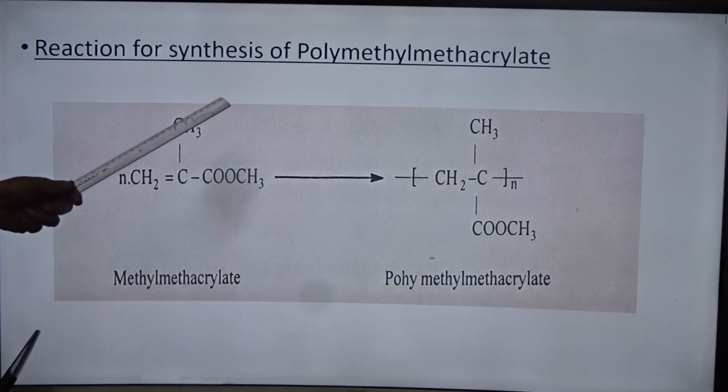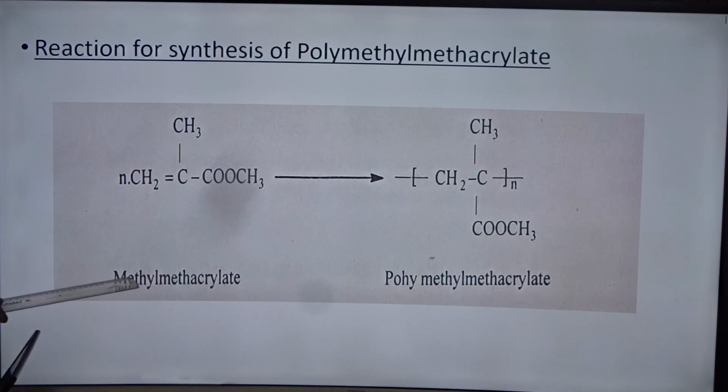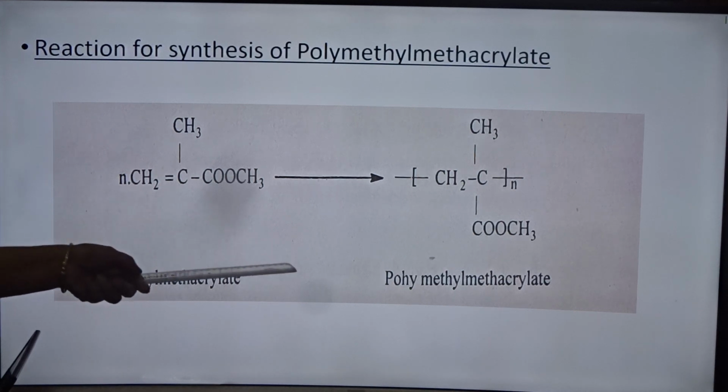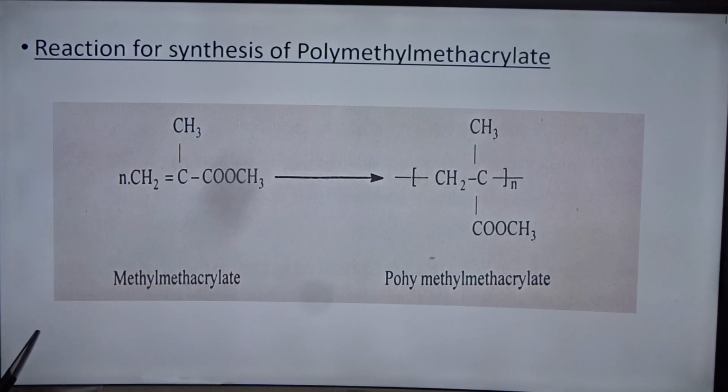Reaction for synthesis of polymethyl acrylate. So, methyl acrylate, n molecules, gives polymethyl acrylate fiber.